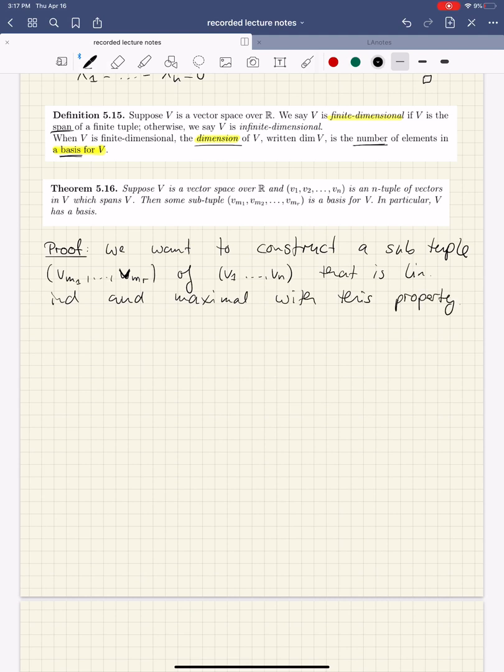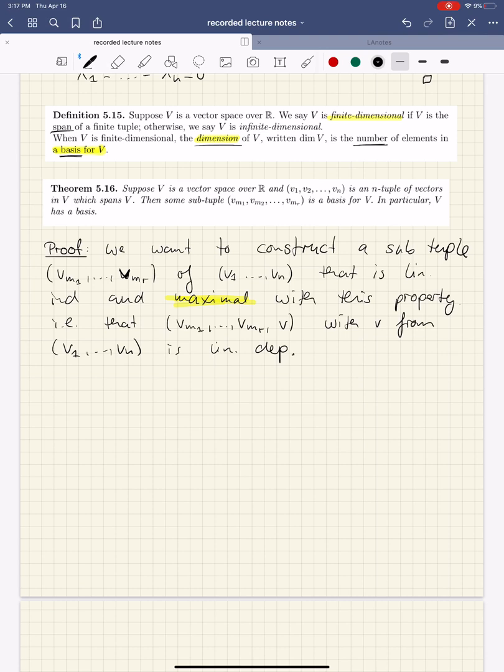So what do I mean here by maximal with this property? This means that if I put an element in, then it becomes linearly dependent. That Vm1 through Vmr, v, with v from V1 through Vn, is linearly dependent. So whenever I add another one, this becomes linearly dependent. And so we want to choose this recursively, or inductively.